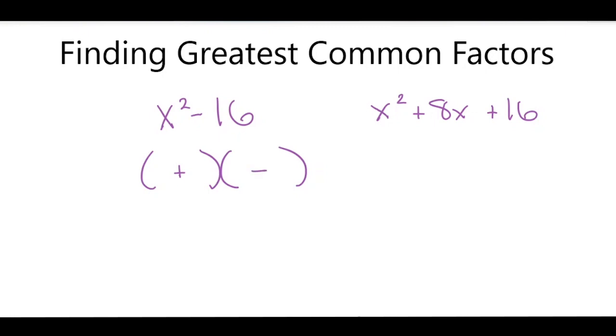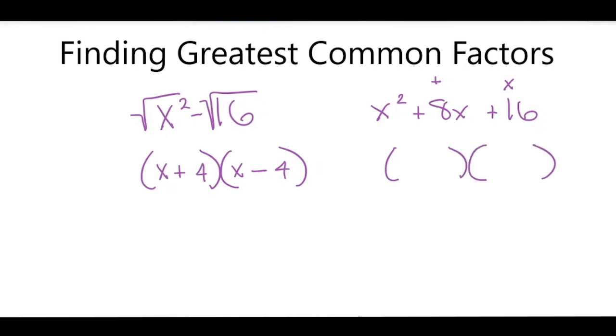So now I'm going to take the square root of both terms, and the square root of x squared is x, and the square root of 16 is 4. And that's how you factor a difference of squares. Over here I have a trinomial, so I'm going to try to factor it. So what two numbers multiply to 16 but add to be positive 8? Do you know two numbers that multiply to be positive 16 but add together to be positive 8?